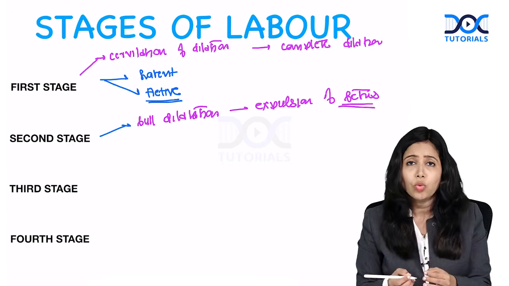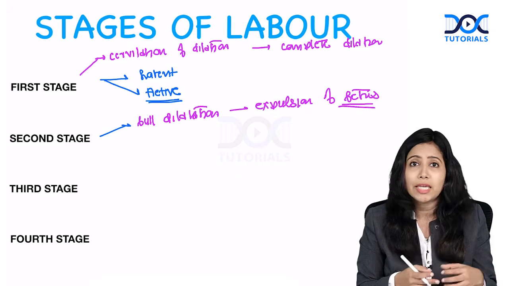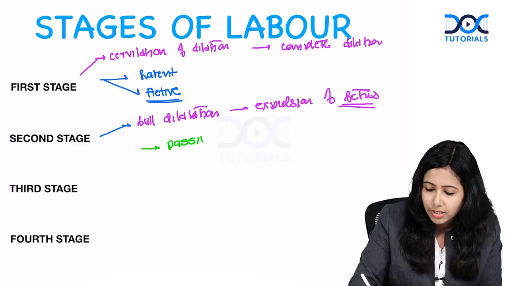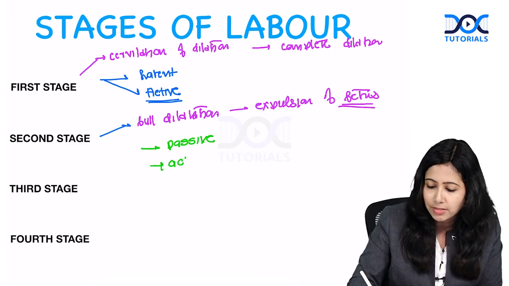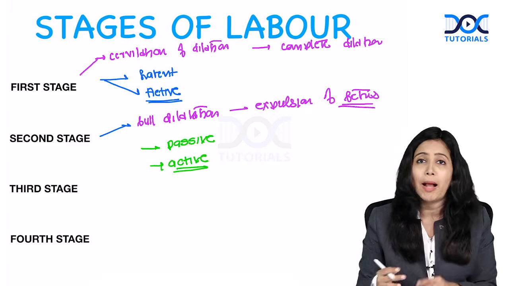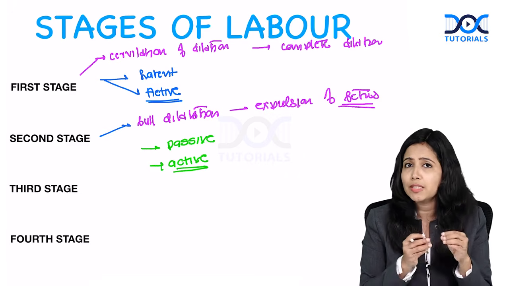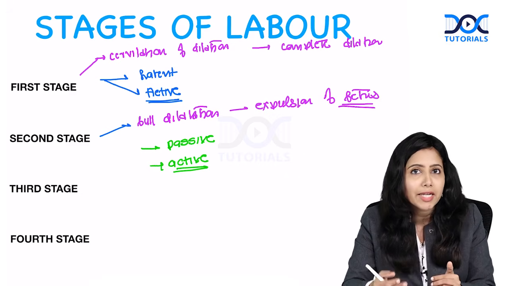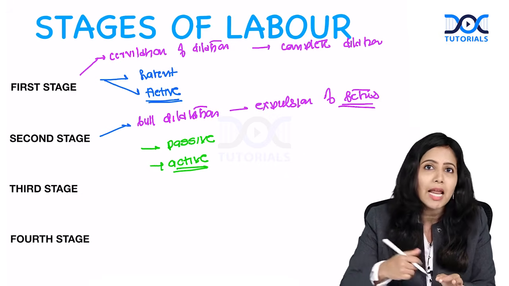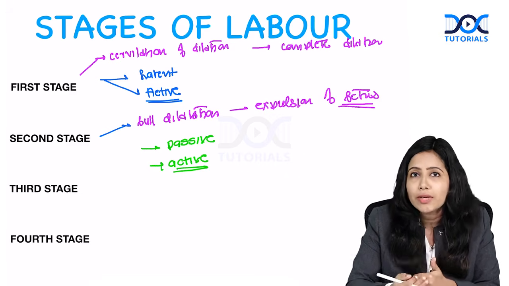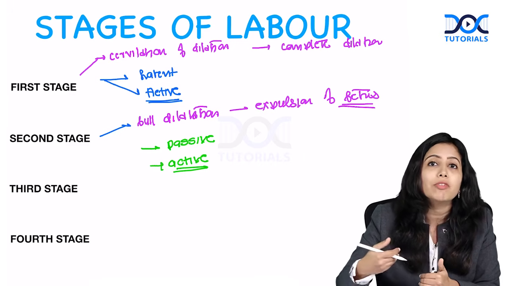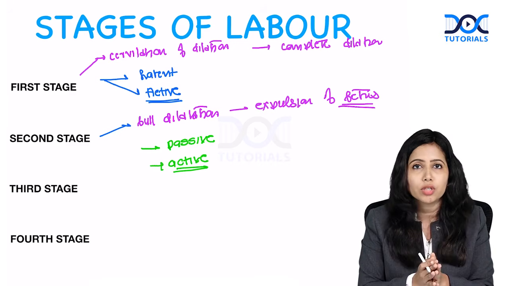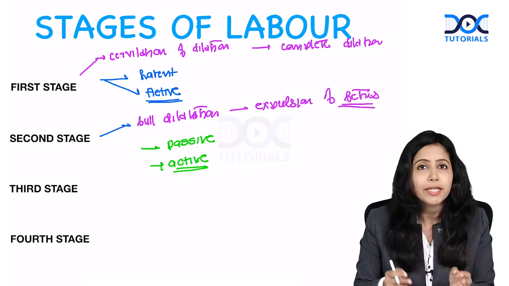Alright. So the second stage can again be divided as passive as well as active. Passive means at that time the mother is passive. She is not pushing. So active phase is when the patient is actively pushing, whereas latent phase is when she is not pushing. So basically it is divided into 2.